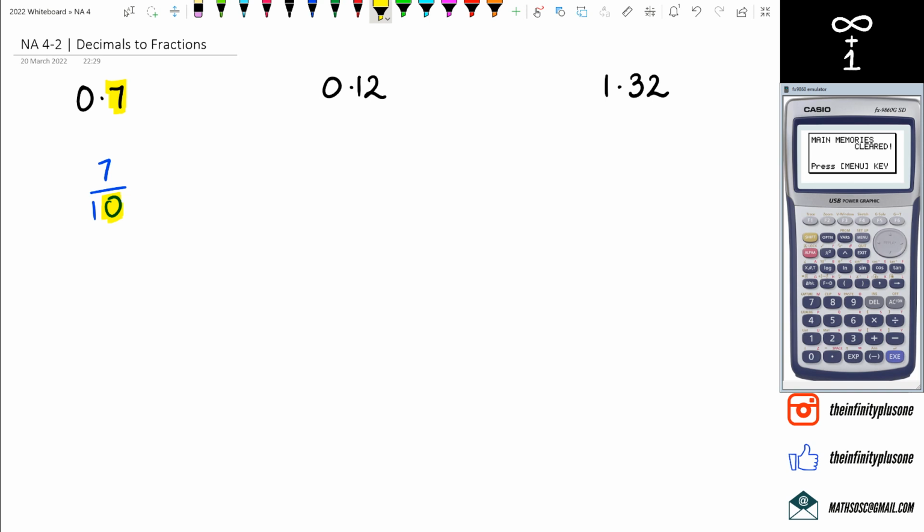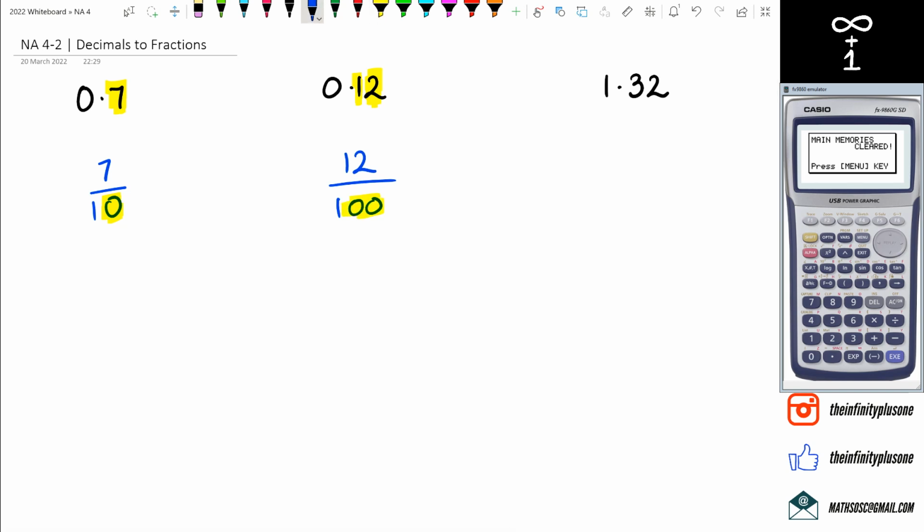Let me show you with 0.12. So for 0.12, I'm going to write down 12 as it is. And then as I can see, I've got the first number after the decimal point, and then I've got two numbers after the decimal point, which means I write that as 12 over 100.